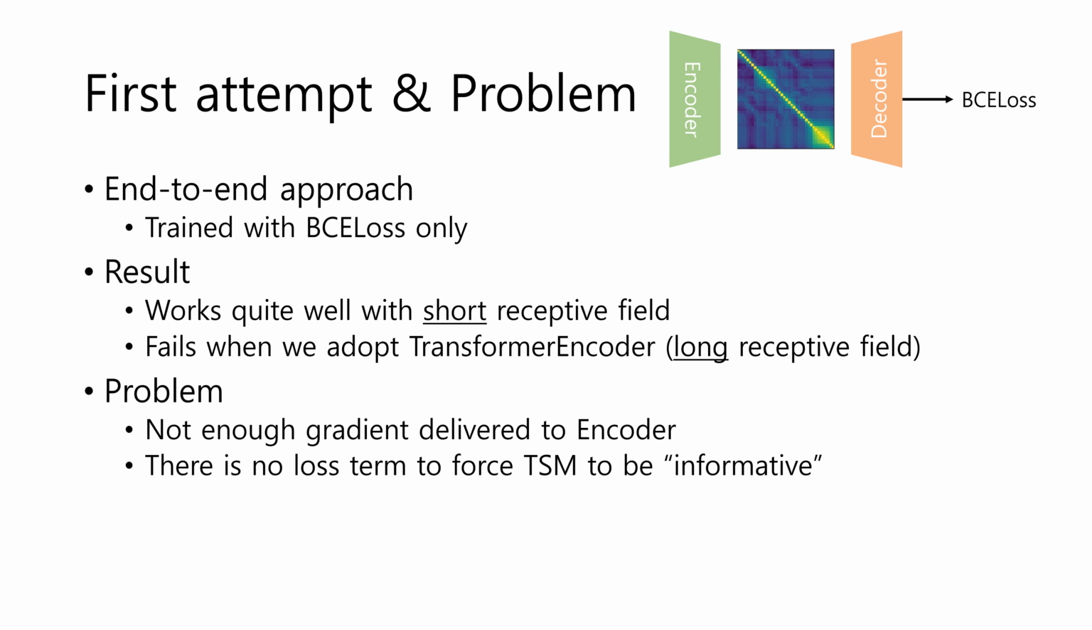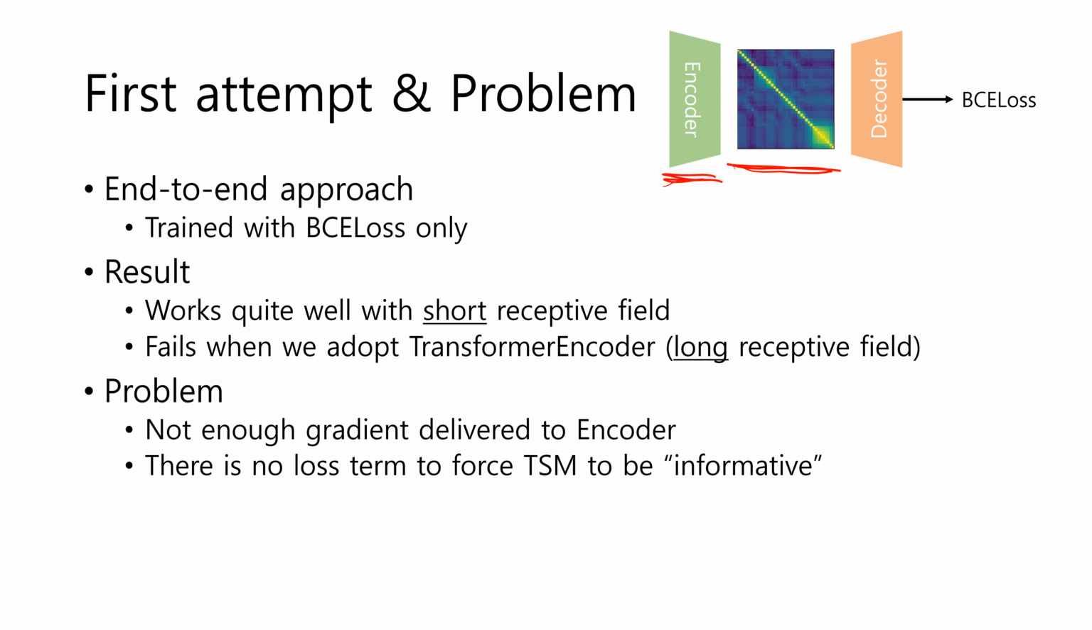So, our first attempt was to devise an end-to-end approach. The encoder, which can be composed of Conv1D or transformer encoder or a combination of both, encodes the snippet-wise feature. From that encoded feature, pairwise similarities are computed, resulting in this TSM.